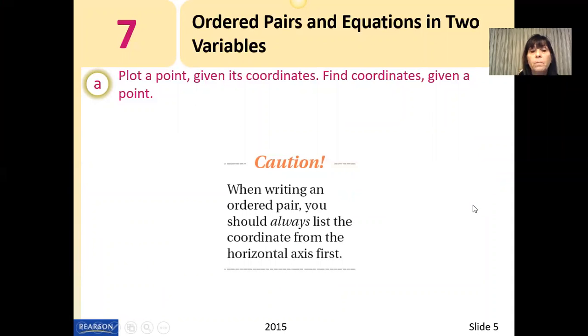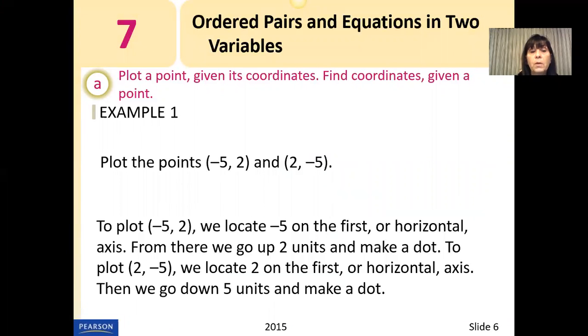One caution, when you're writing an ordered pair, you always list the coordinate from the horizontal axis first. We generally use x's and y's. In higher mathematics, you may see different variables. You may see t for time, v for velocity, s for distance, but you always will write the horizontal coordinate first. Here's another example if I want to plot the points (-5, 2), and (2, -5).